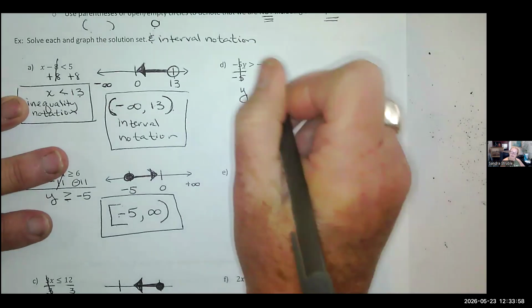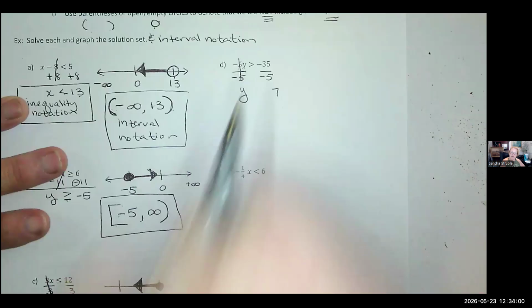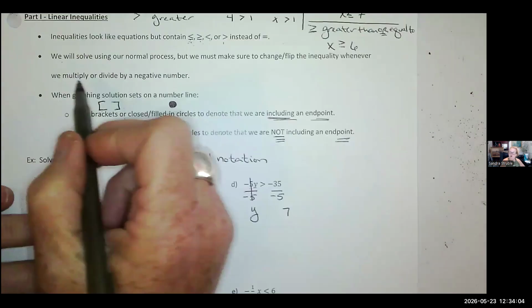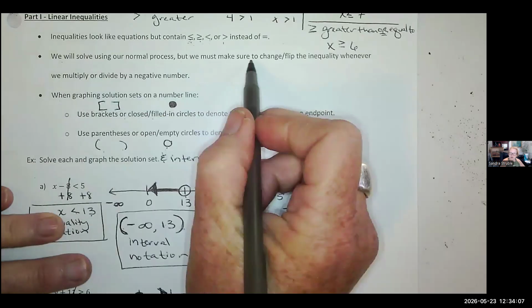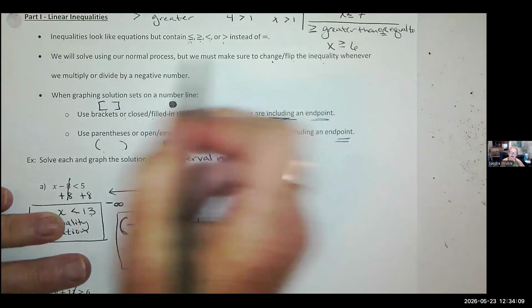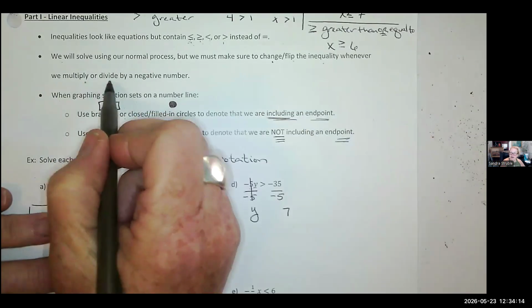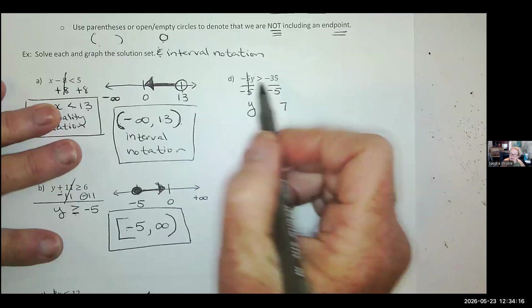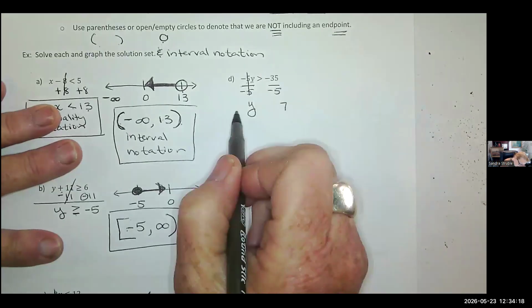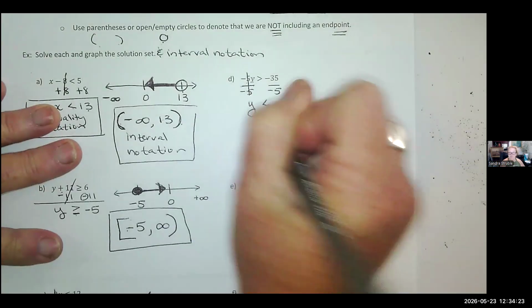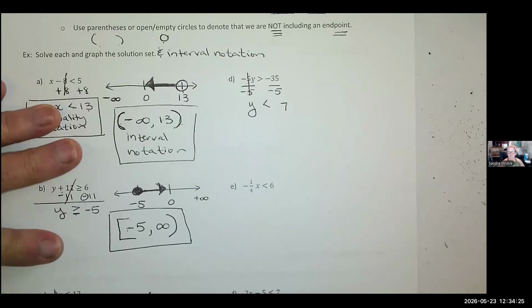I told you up here, where's it at? Right here. Make sure to change or flip the inequality whenever you multiply both sides or divide both sides by a negative number. In this case, we're dividing both sides by a negative. So that inequality completely flips sides. It flips over. So from -5y greater than -35 becomes y is less than 7. All right, that is my inequality notation.